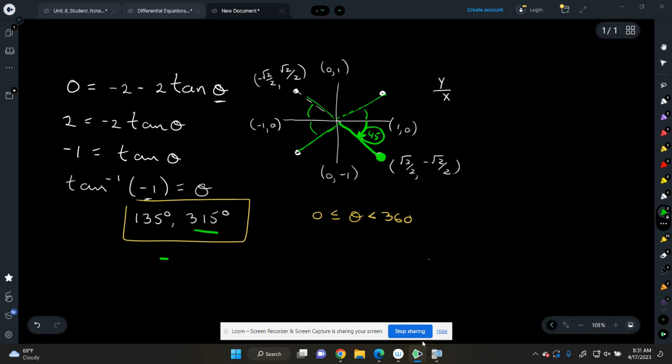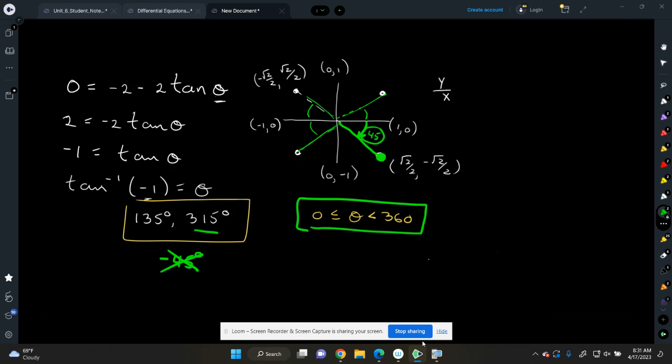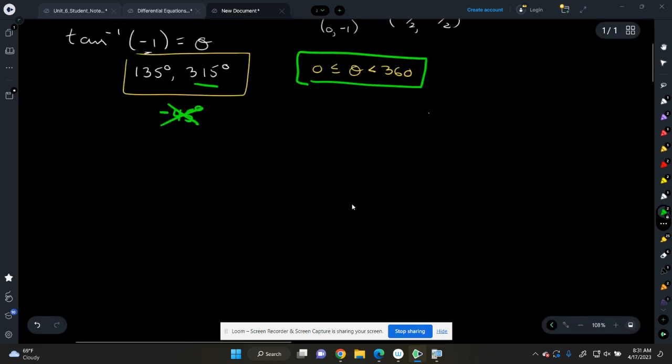If you gave me -45 degrees, I would mark that wrong. Why would I mark that wrong? Well, because what's my domain here? Theta is between 0 and 360 degrees. Is negative 45 between 0 and 360? No, it's not. Okay. So although you can use your calculator to help, you can't just solely rely on it.